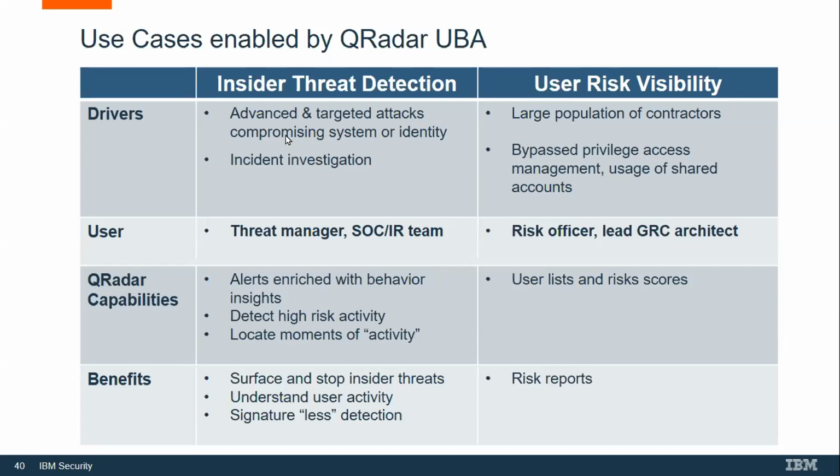And then the whole user risk visibility. If you're a large contractor organization, or you've got a lot of folks that have bypassed privileged access management and use shared accounts, this is a really good one to say which users are doing what, or which shared accounts are doing what. You might be able to address that with something like Secret Server or something else to stop that piece of it. But a different user, a risk officer or the lead risk and compliance architect, would look at risk reports. So the use case we're going to look at today is insider threat detection for our demo as part of our event today.